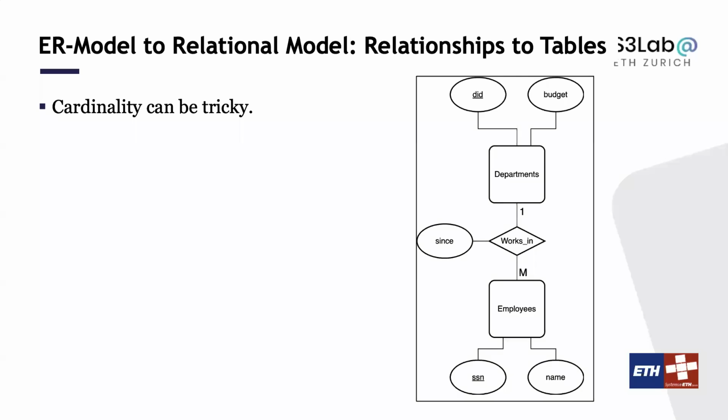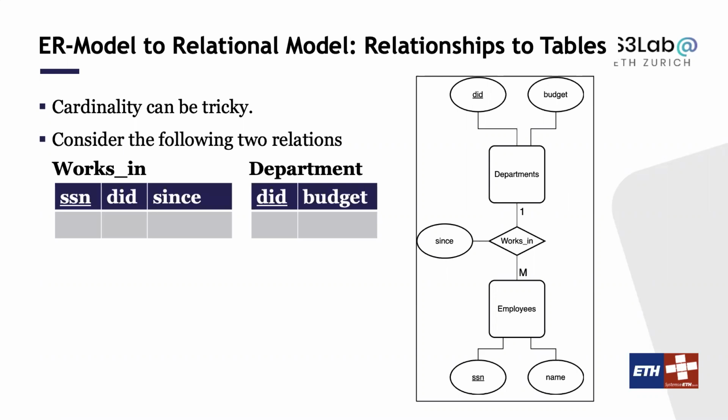So now let's look at another example. Still the same ER diagram. I have employee, works in, and department. When I do the translation of works in, I have this. When I do the translation of department, I have a relation like this, with department ID and the budget. I mean, this is very natural. Can we merge them?